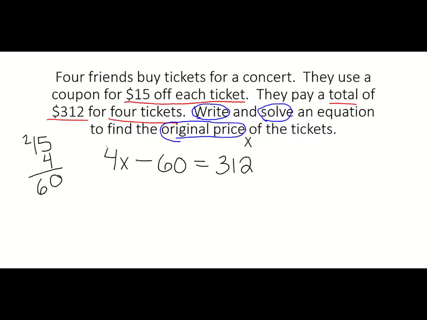So what I want to do now is solve the equation for x, so I can figure out what was that original price of the tickets. So writing the equation, that part's done. Now we need to solve to find the original price. So I'm going to add 60 to both sides.